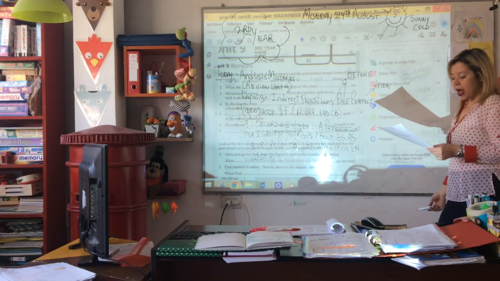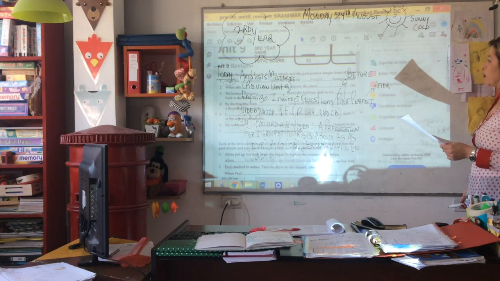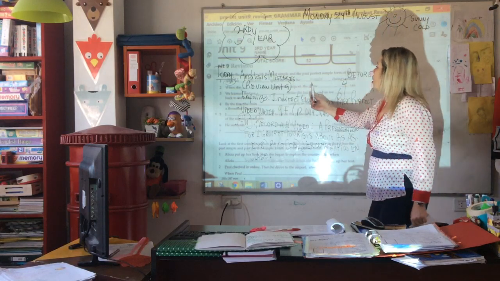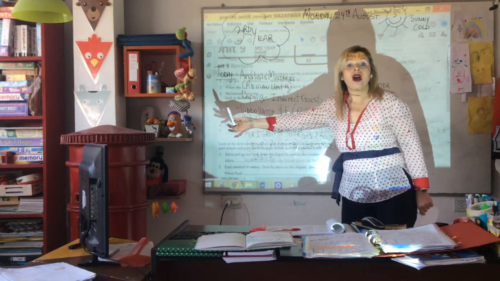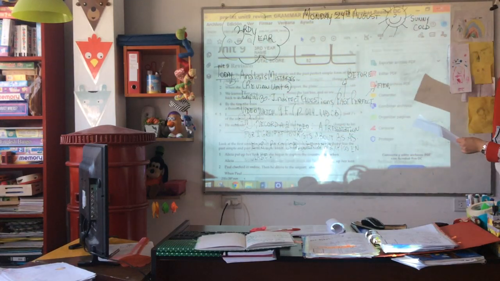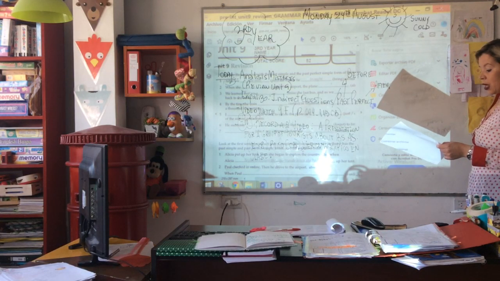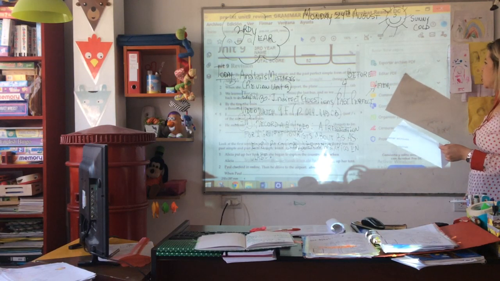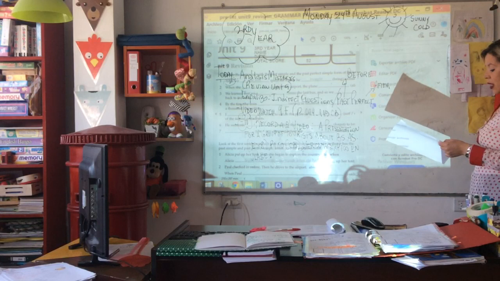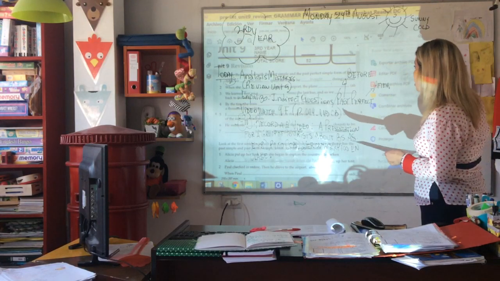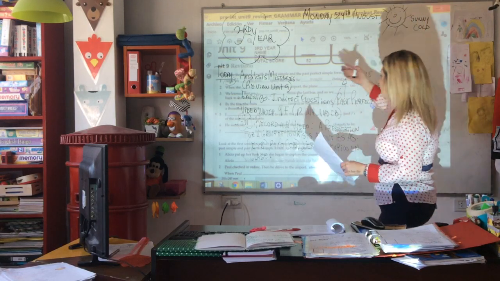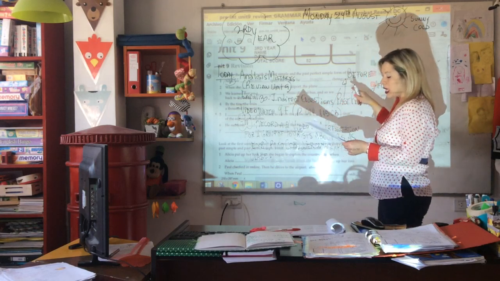Okay, good. Number 2. When she got to the airport, the plane, cuando llegó, ¿qué es lo que se va para atrás? En el pasado, el avión ya se había ido. The plane had already left. When she got to the airport, the plane had already left.